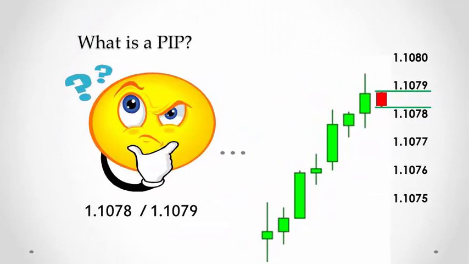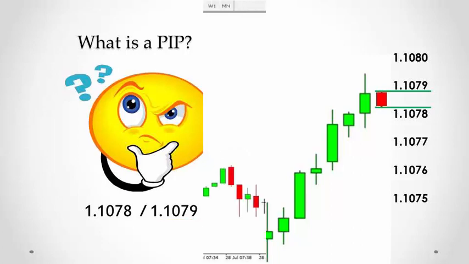Now, what is a pip? Or even before that, what does the acronym PIP represent? Pip stands for point in percentage, and it's a very small measure of change in a currency pair's movement. To trade Forex successfully, you need to understand how to calculate the value of a pip. When currencies are quoted, they are mainly quoted to the fourth decimal.